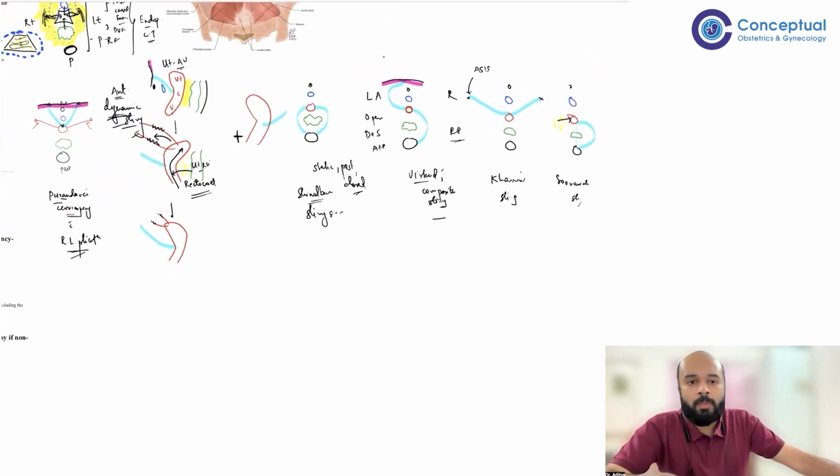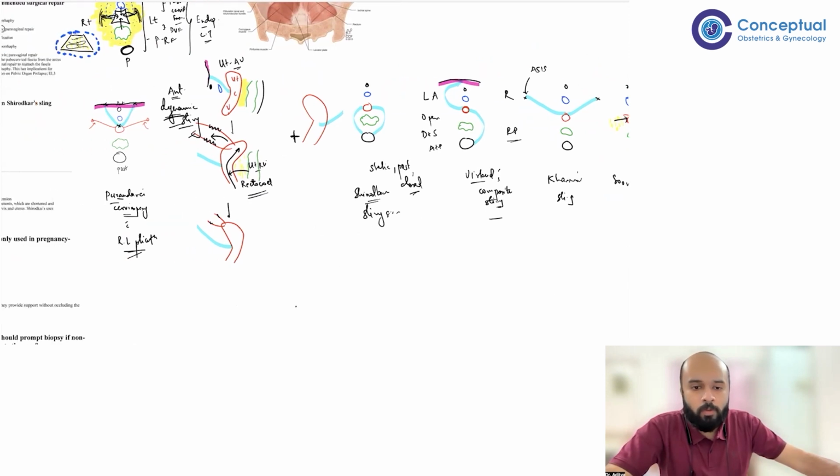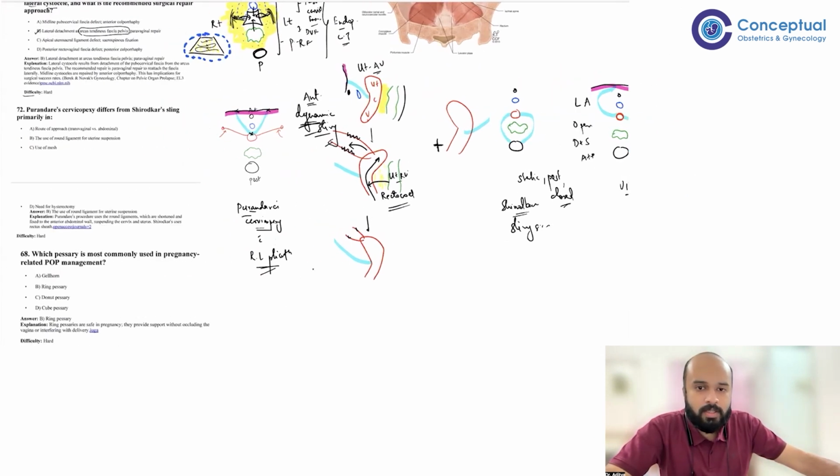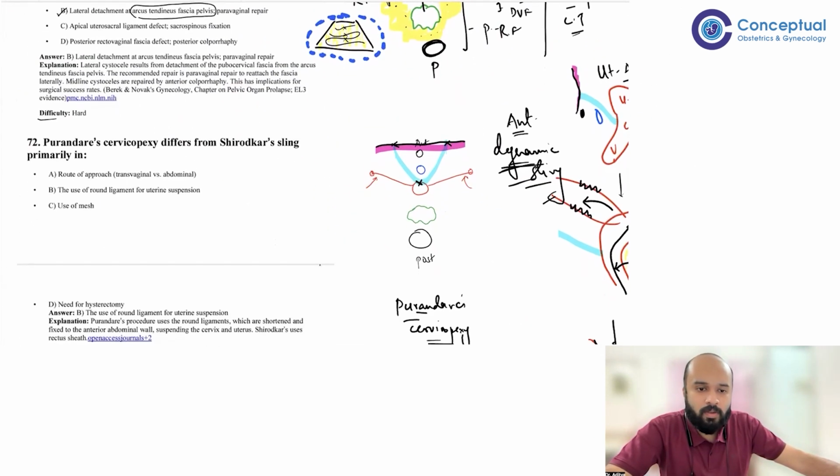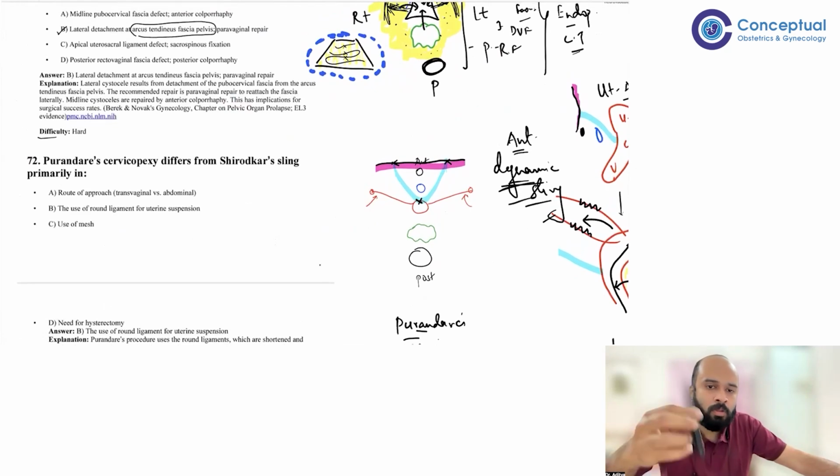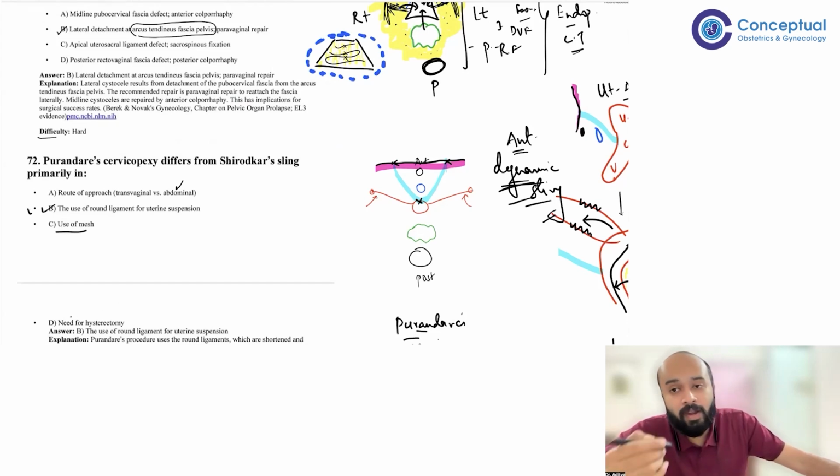Young patient with prolapse. Did everyone understand this quick overview of this question? And hence, let us just answer this question. Purandare cervicopexy differs from Shirodkar sling surgery in: does it differ in the approach? No, both are abdominal only. The use of round ligament? Yes, the use of round ligament is done only in Purandare, so it applies there. Use of mesh? No, mesh is not used in both. Need for hysterectomy? Absolutely not. It is in fact done to avoid hysterectomy. So the answer is the use of round ligament is done in Purandare cervicopexy.